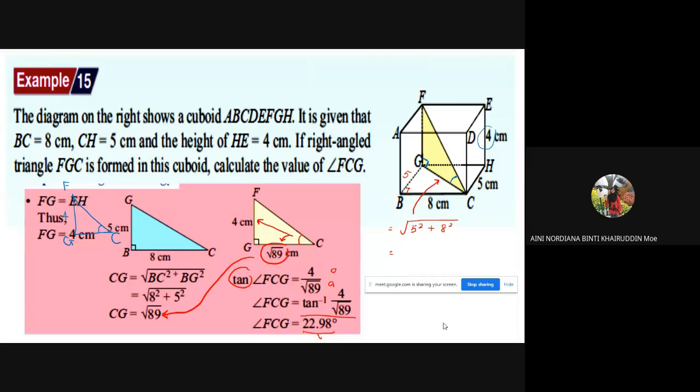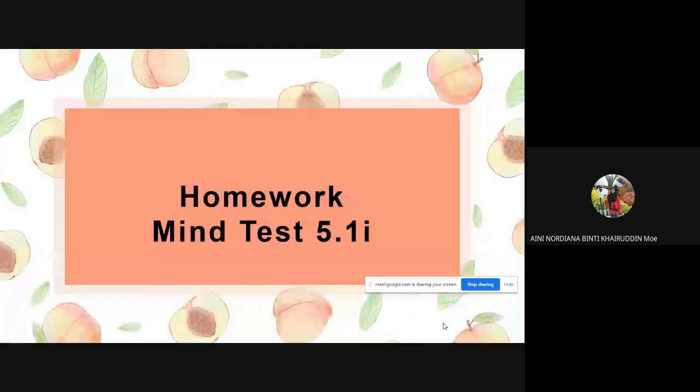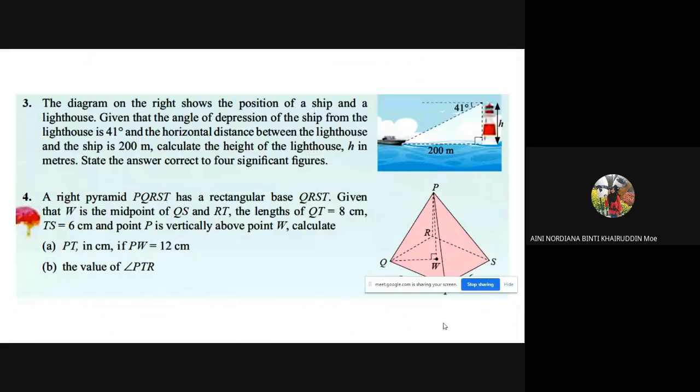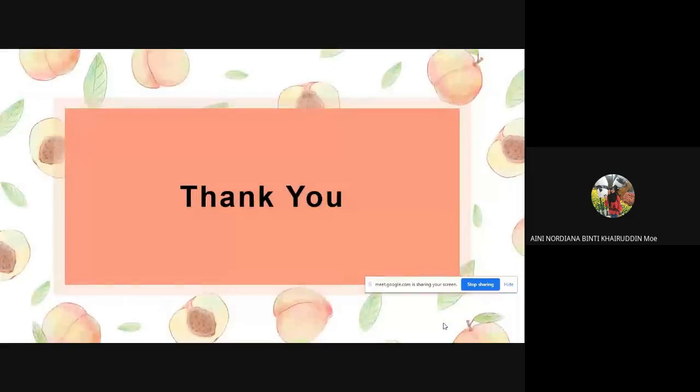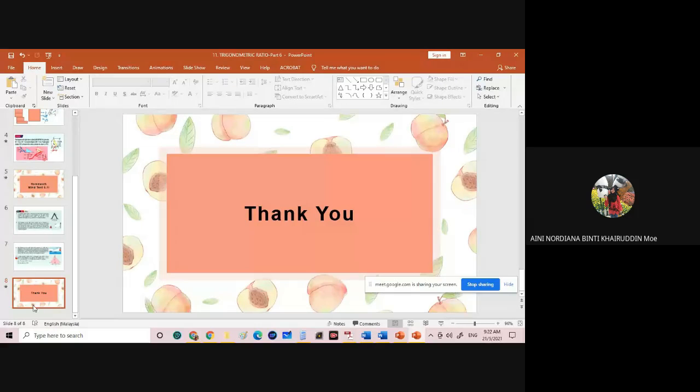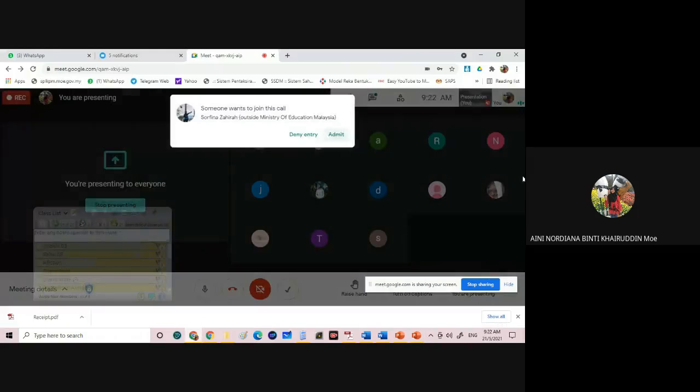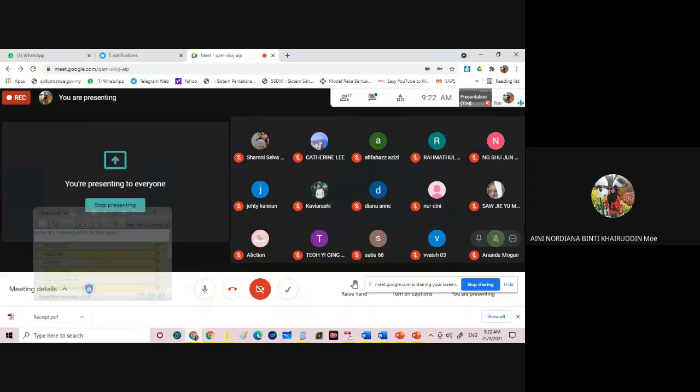So that's all. I just showed you 2 examples of problem solving. And this is your homework. Mind test 5.1e. There are altogether 4 questions. Okay. That's all for today's lesson. Any question?